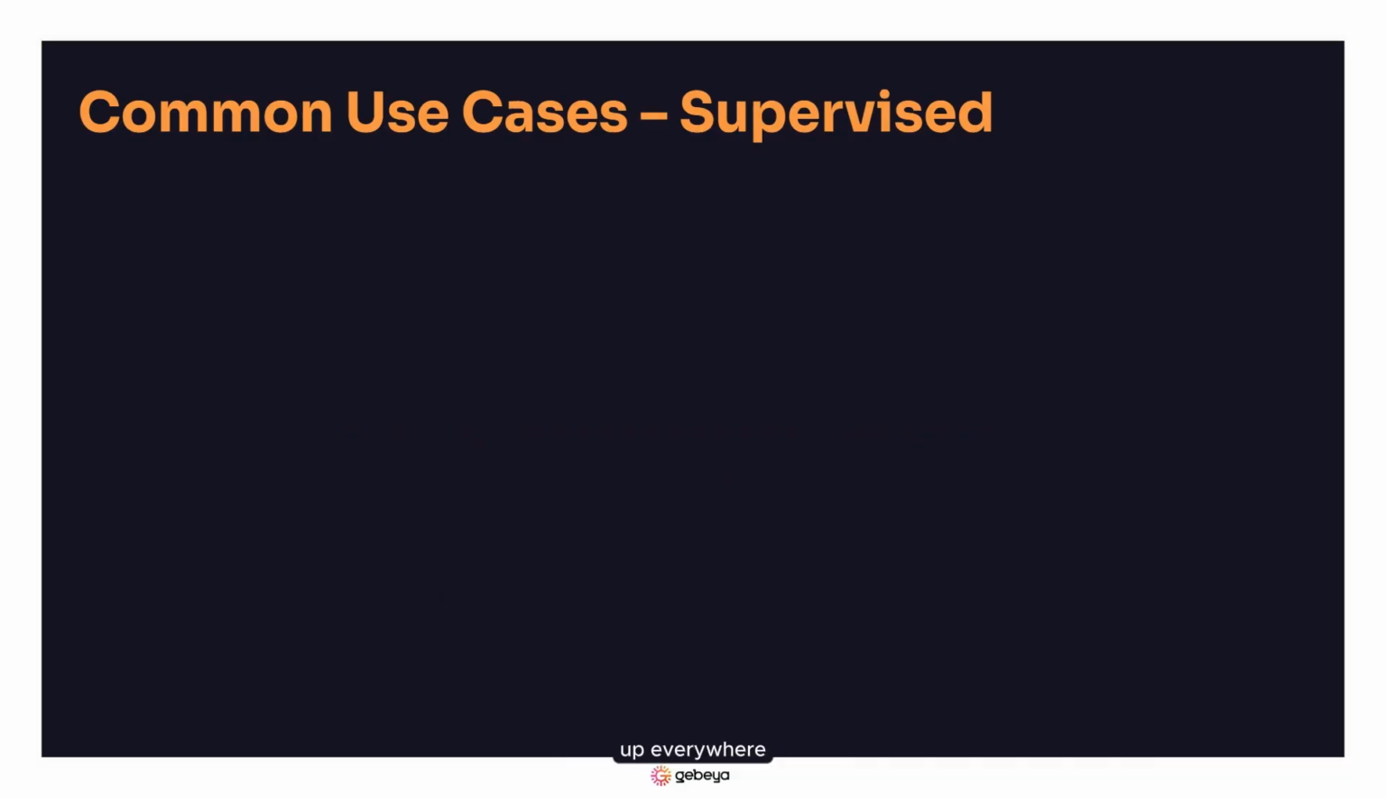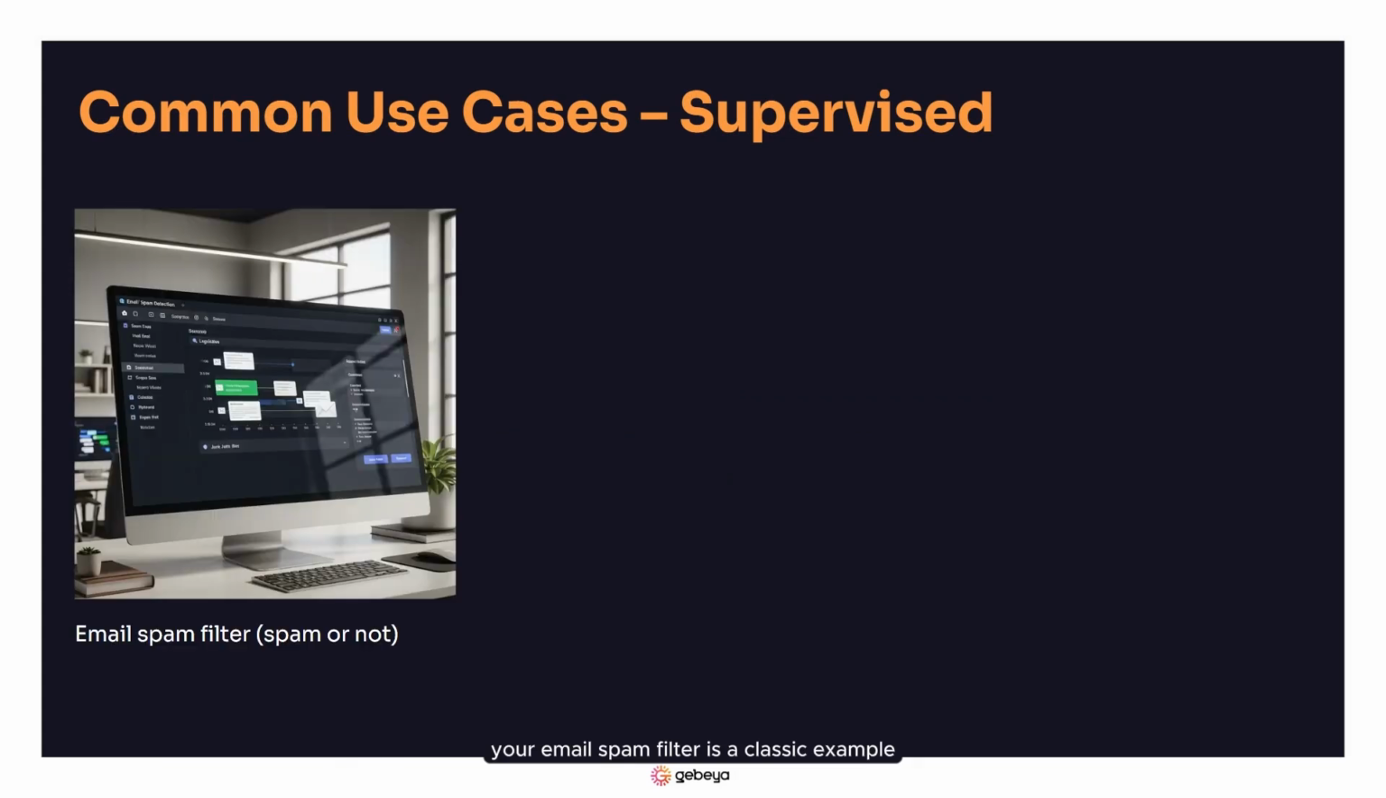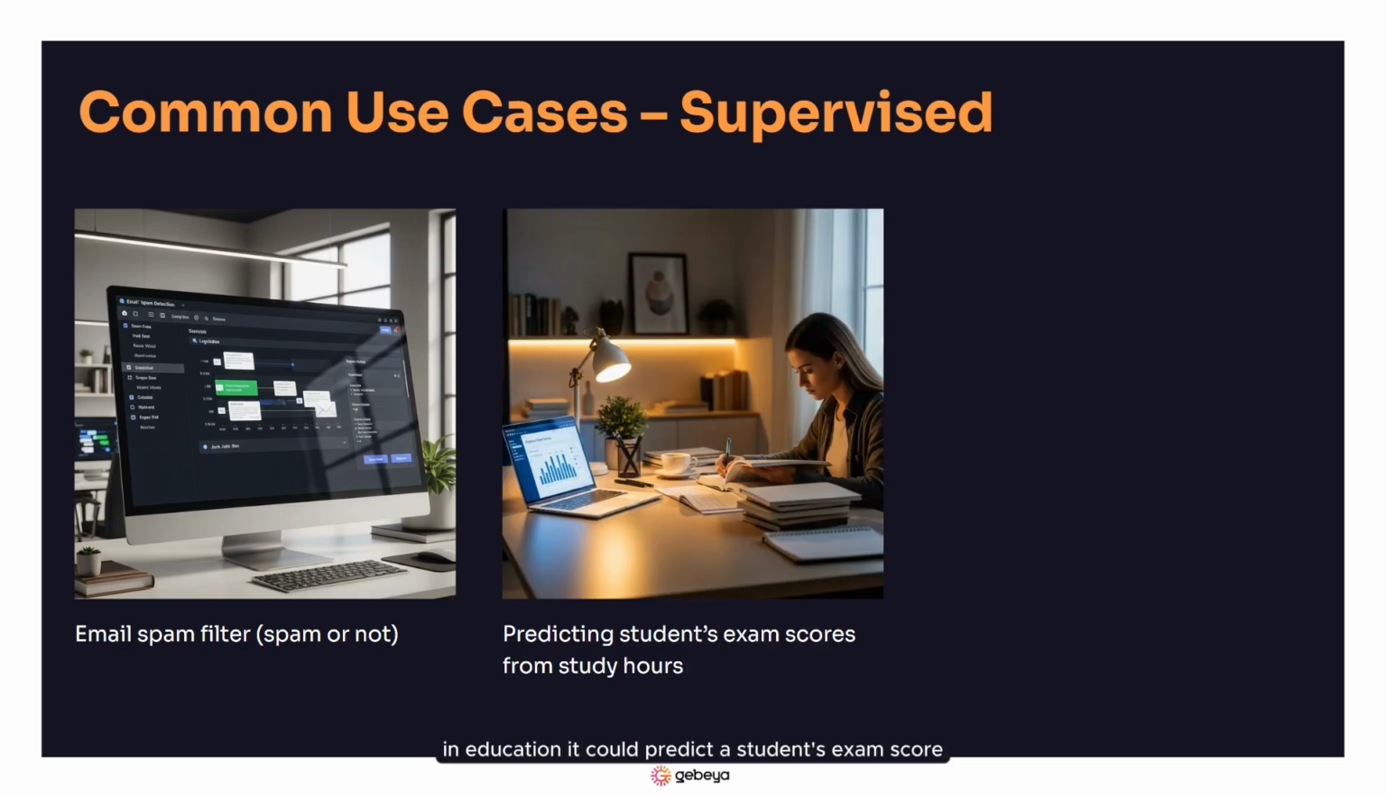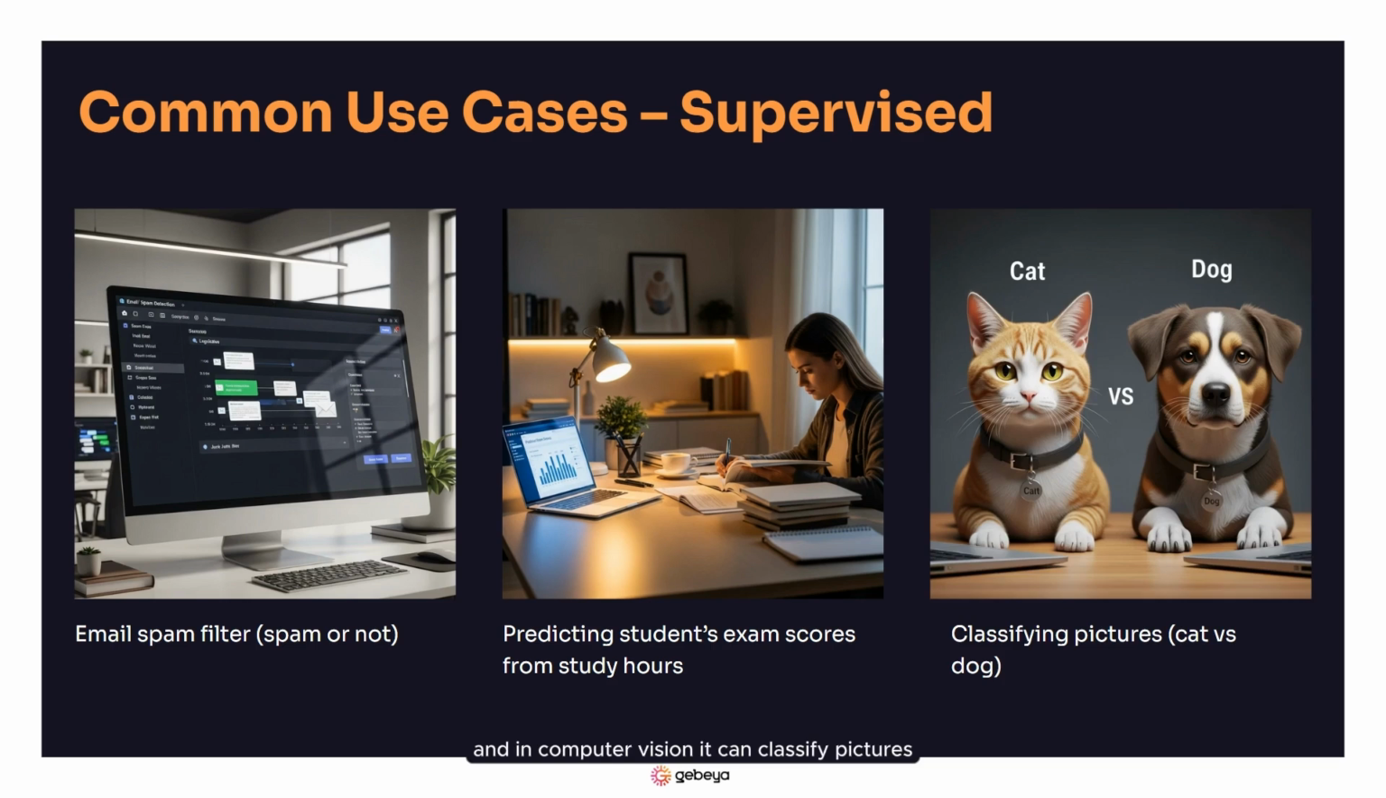Supervised learning shows up everywhere. Your email spam filter is a classic example. It learns to classify messages as spam or not spam by looking at past labeled examples. In education, it could predict a student's exam score based on how many hours they studied, using data from past students. And in computer vision, it can classify pictures, for instance, deciding whether an image contains a cat or a dog based on thousands of labeled animal photos.